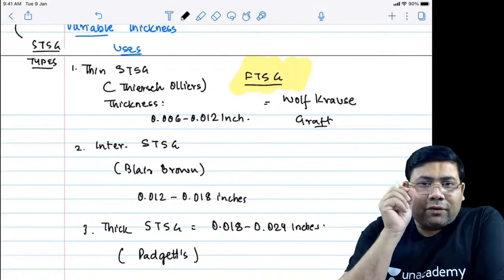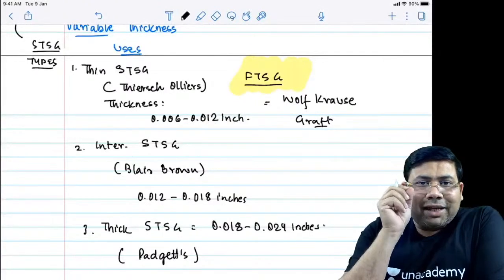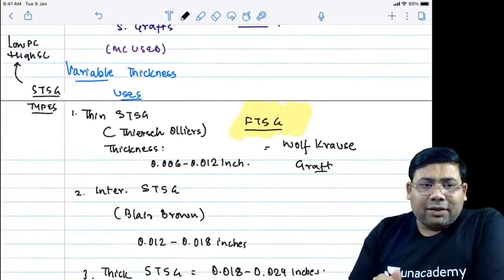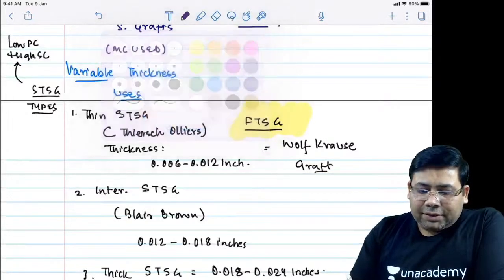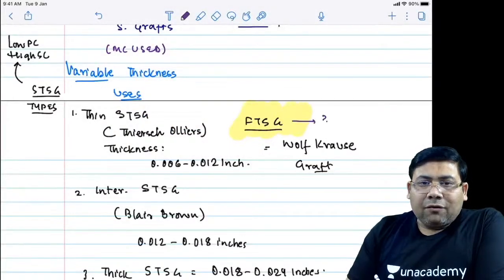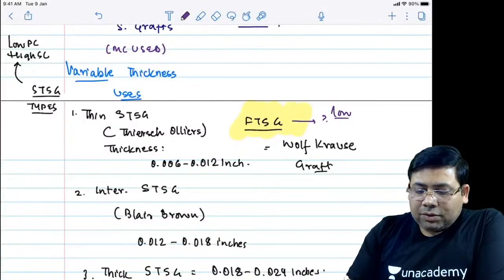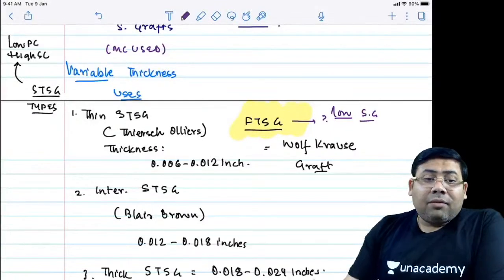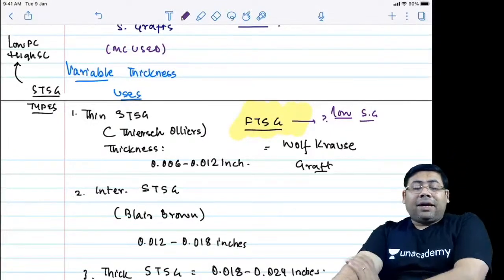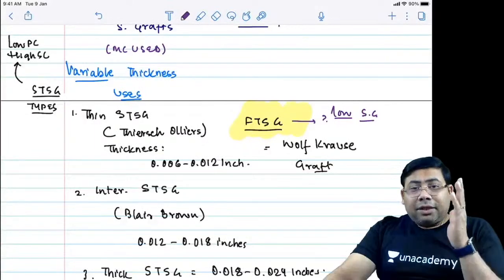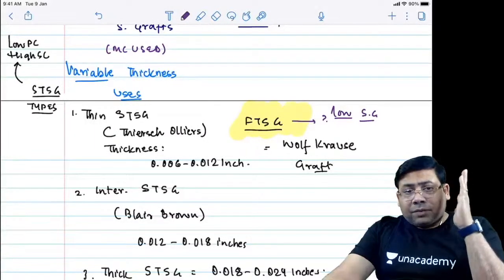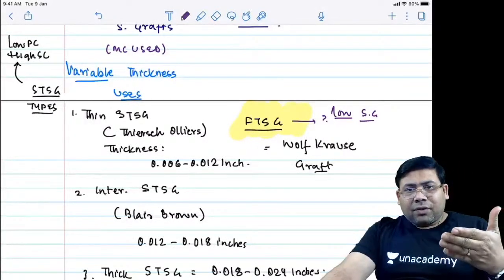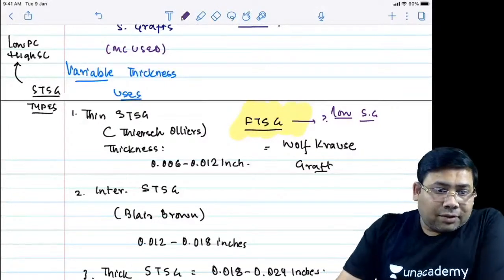So Wolf cross graft. STSGs are one and FTSG is another. When you talk about FTSG, they have low secondary contraction and therefore they are the best. But the drawback is that since you take out the full thickness, they are associated with what? Scarring. Yeah, scarring.